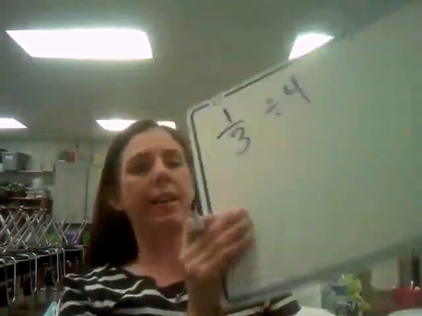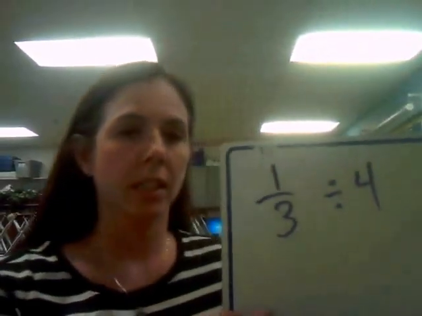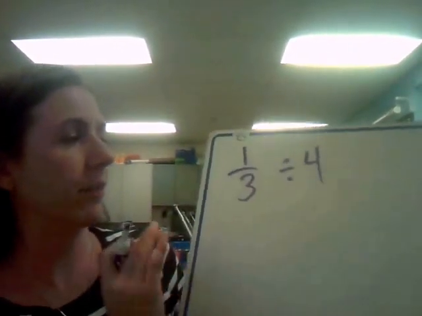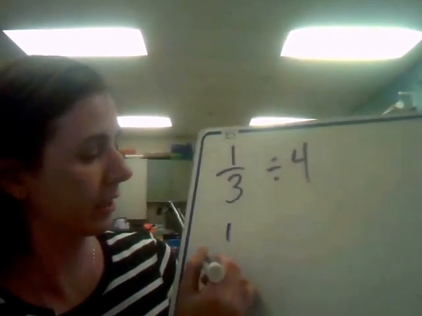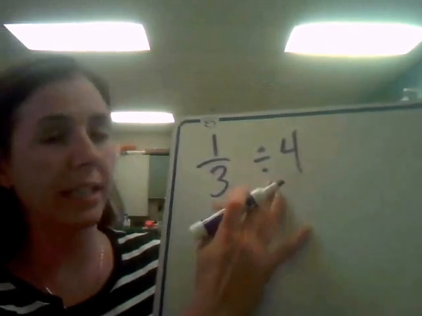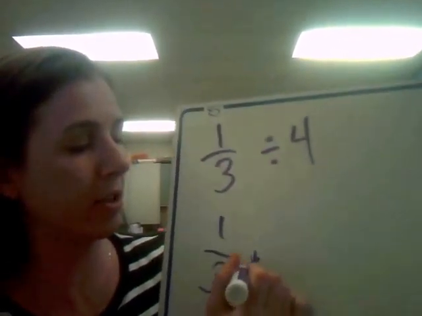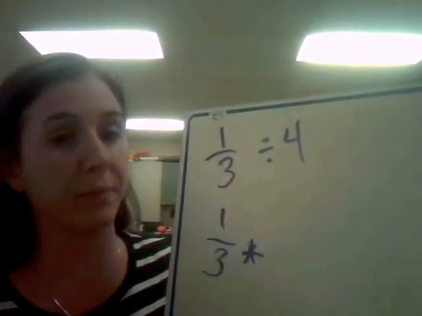So, for instance, in class we worked on problems like this. We had something like 1/3 divided by 4. And so we said, okay, if we need to write a multiplication sentence, then we keep 1/3, we change the division to multiplication, since that's what we were doing in our head, and we flip 4.